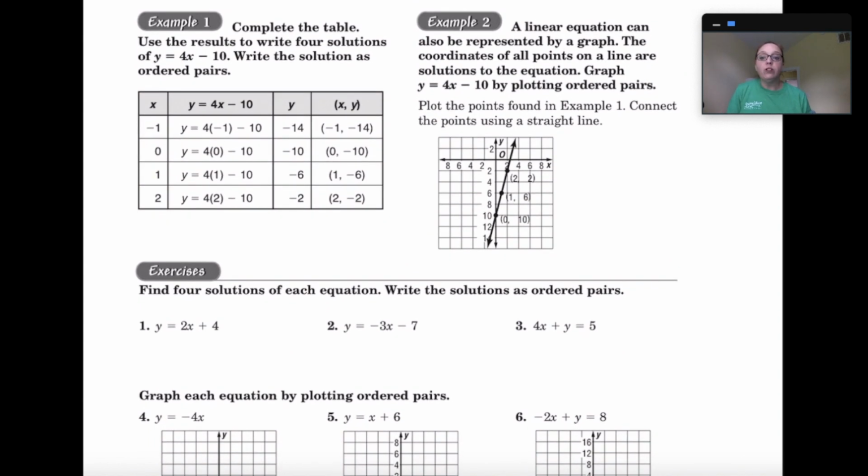Now, when we're choosing these solutions, we're going to choose values for x, and we can pick any values that we want to use for x, any numbers whatsoever. But I recommend that you pick numbers that are relatively easy to work with. So you'll notice that in this example, they picked -1, 0, 1, and 2. So those are pretty small numbers and easy to work with. So that's what we're going to do when we complete these exercises. We'll use those same 4 values for x.